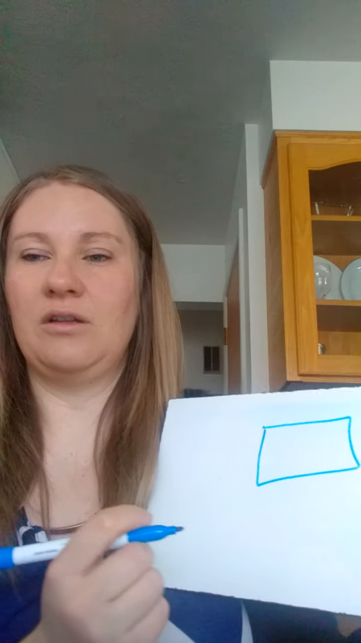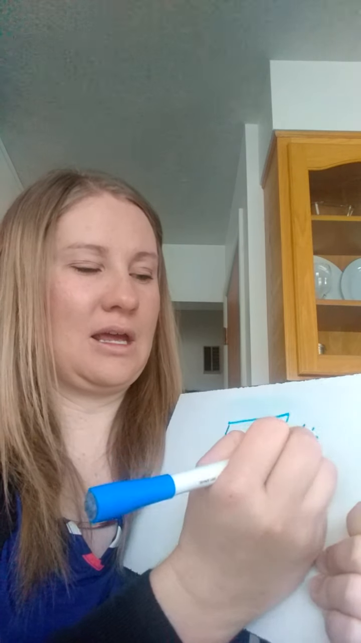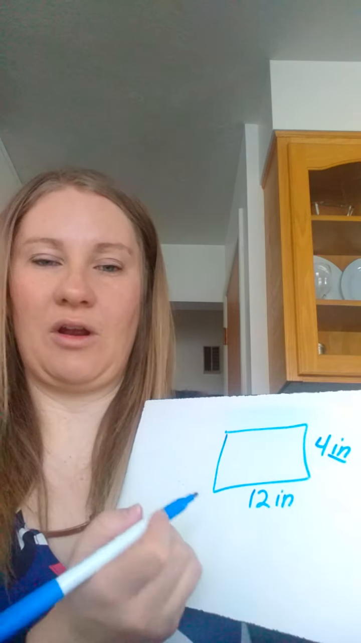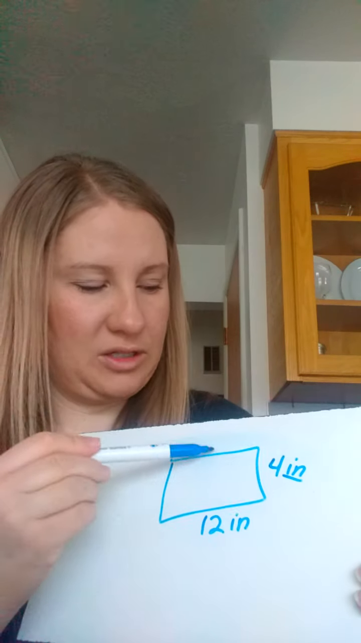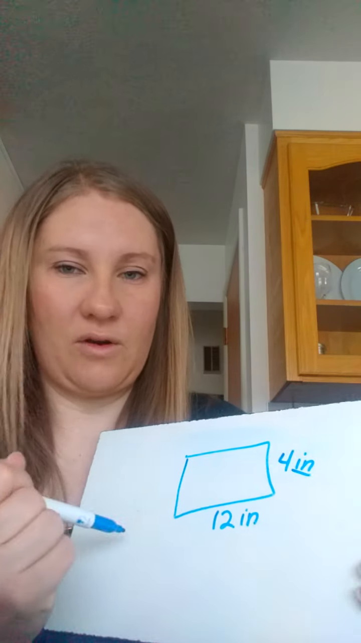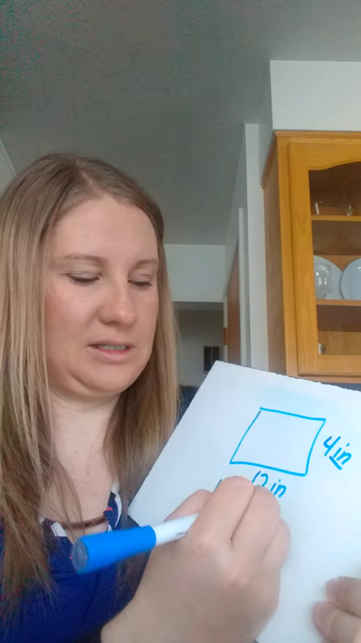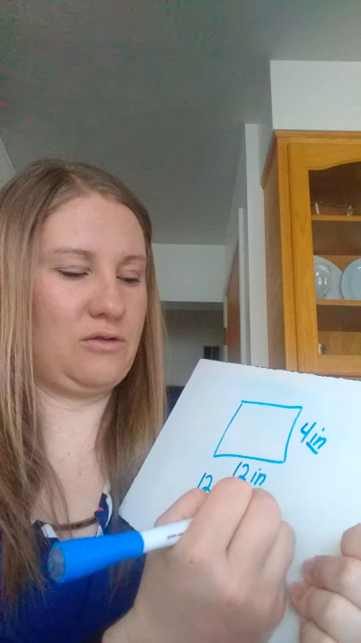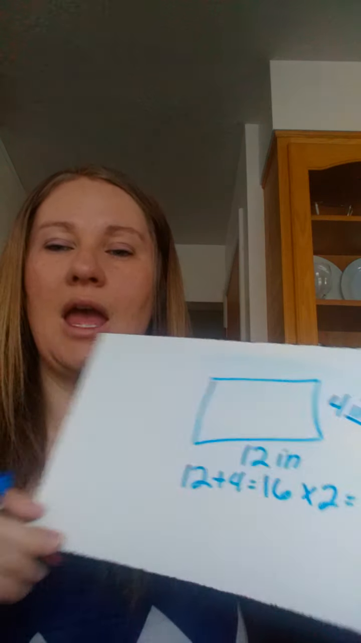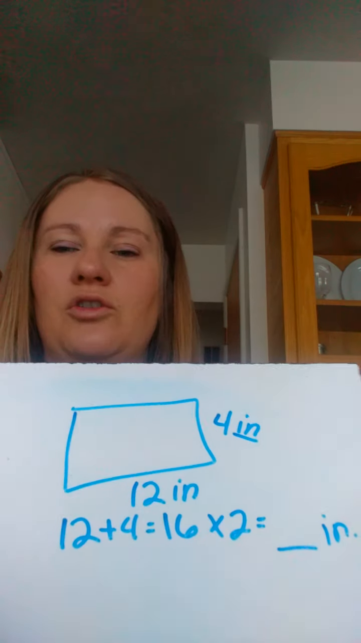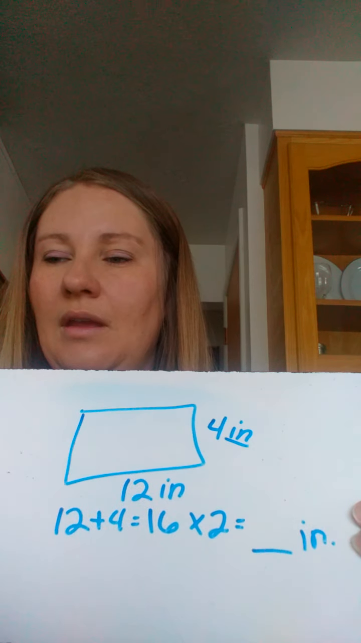What is the perimeter of a rectangle that has the length of 4 inches and the width of 12 inches? Well, you know how to find the perimeter. You go 12 plus 12 plus 4 plus 4, or 12 plus 4 times 2. So if we go 12 plus 4 equals 16, and then we have 2 sets of those, so we times 16 times 2, and we get how many inches? Make sure you label on that one.